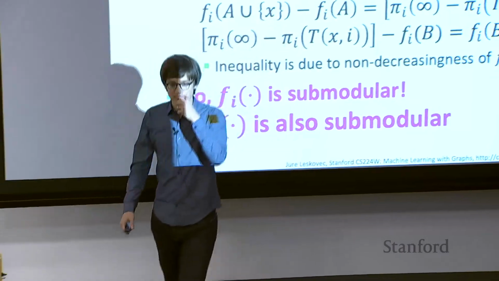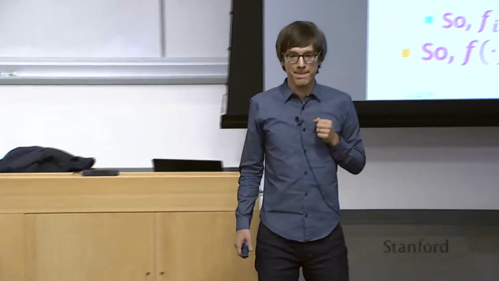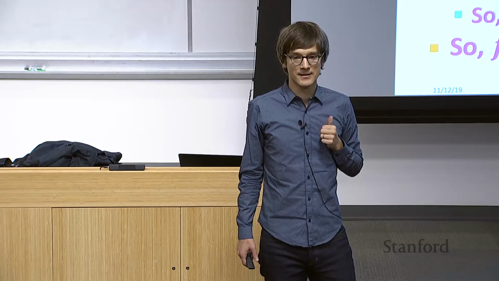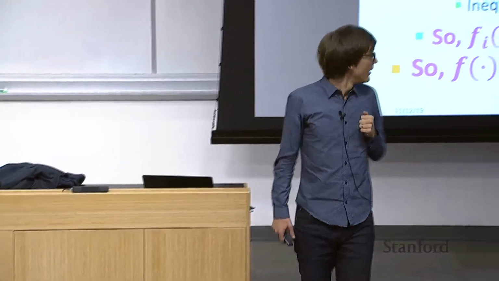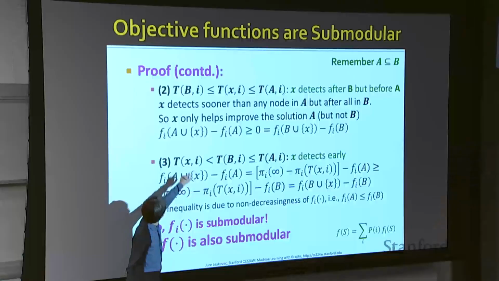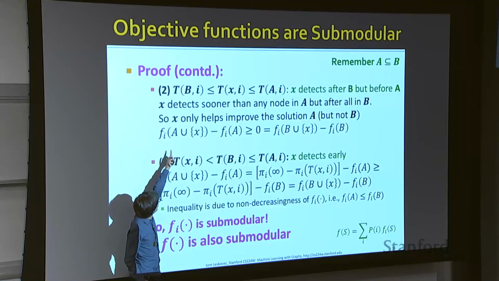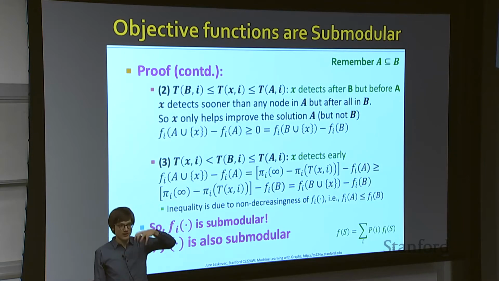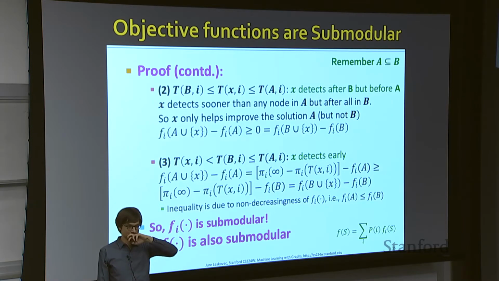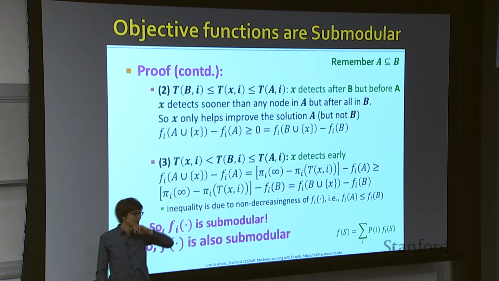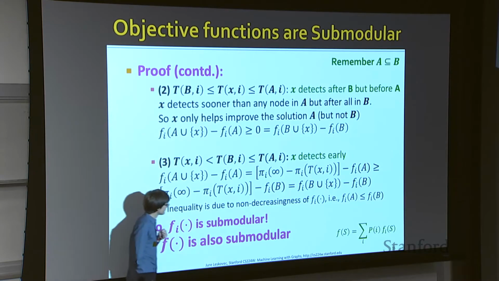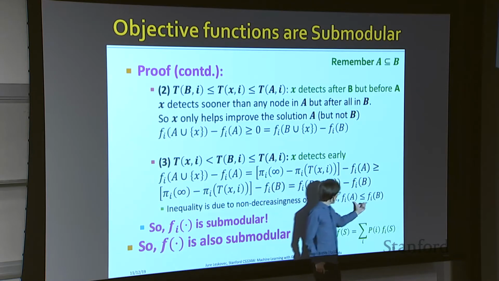Yes? f of A is less than f of B because A is entirely contained by B, and therefore no, f of A is bigger than f of B because A is smaller placement. Right? It's penalty reduction. It's non-decreasingness of f of L. Could you explain that a little more?